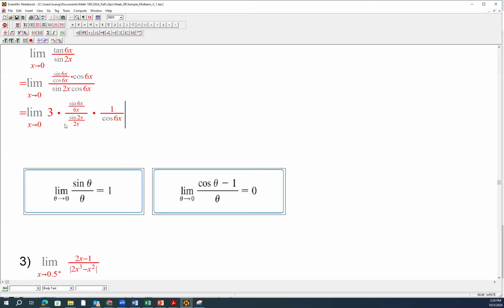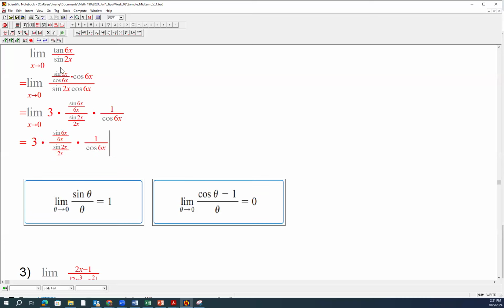Okay? So this time this limit exists according to the first trig limit. The second one has a limit. And the third one also has a limit as x approaching 0. So now we can apply limit law. The constant 3 is just left outside according to limit law. So I'm going to take limit of each individually.